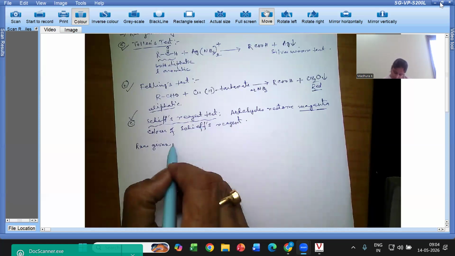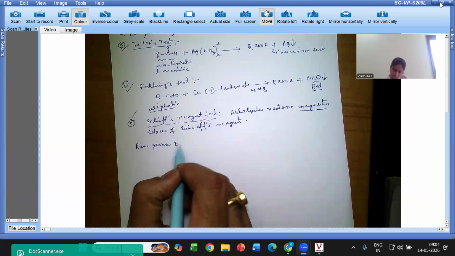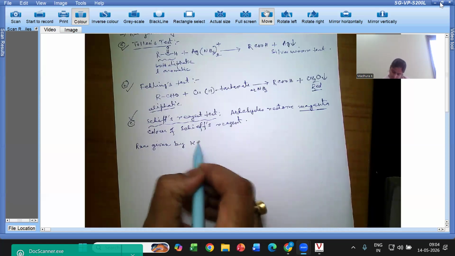Now the reactions given by ketones only.